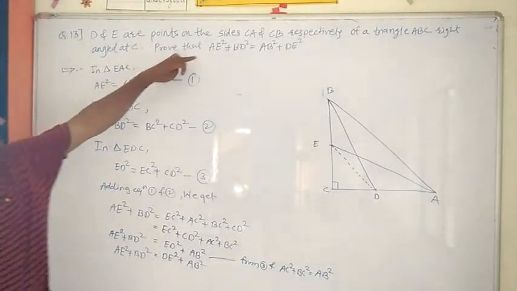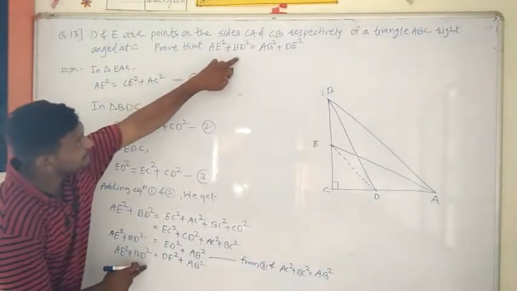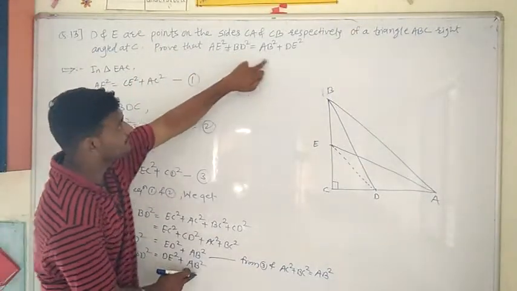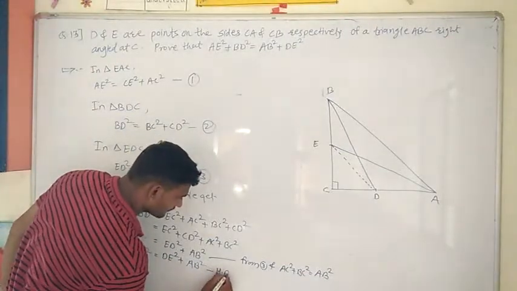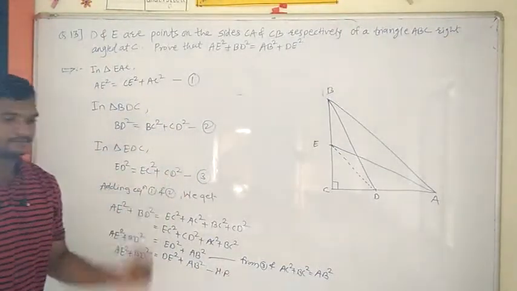See here, in a proof what do we want? AE square plus BD square is equal to AB square plus DE square. And prove. Copy down this.